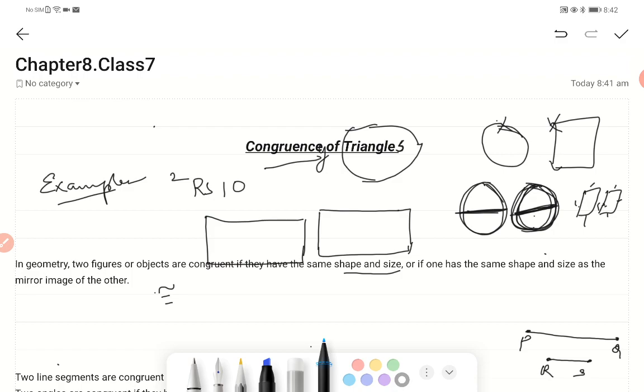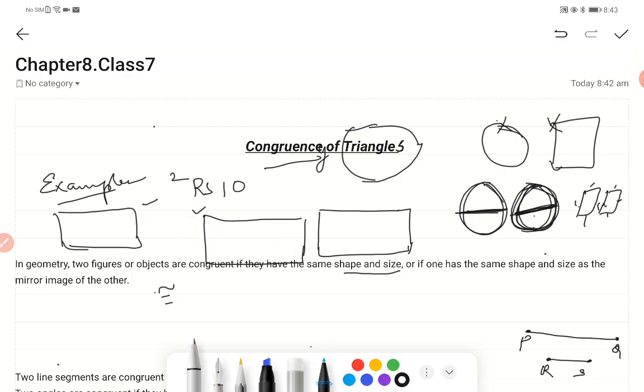Now if I have one 10 rupee note and another 5 rupee note, we see that the shapes are the same, right? Now we need to check whether the size is also the same or not. How do you check that? I will place this 5 rupee note on this one. What do you observe when you place the 5 rupee note on this? It will not cover the total 10 rupee note, so this shows that the size is different.